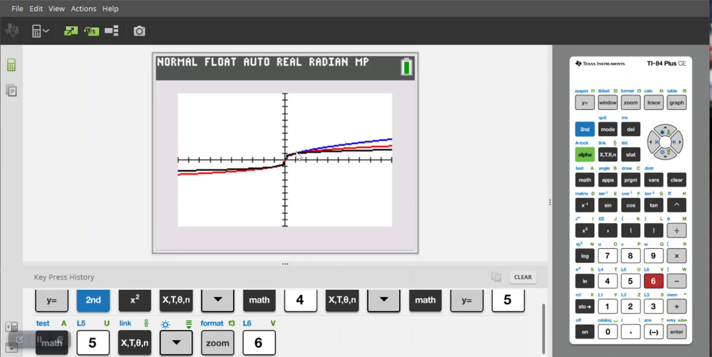graphing window, and you'll notice that the blue one is the square root, the red one is the cube root, and the black one is the fifth root. But that is how you can graph radical functions on your graphing calculator.